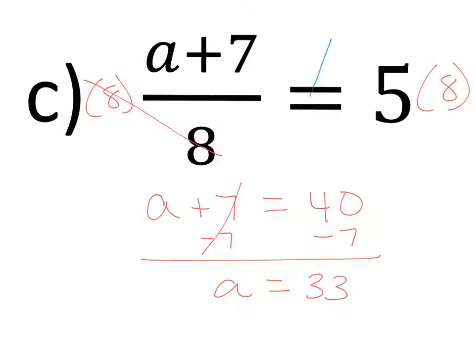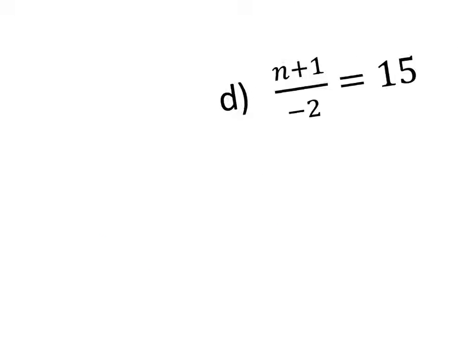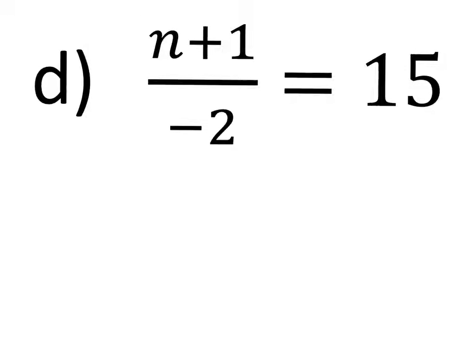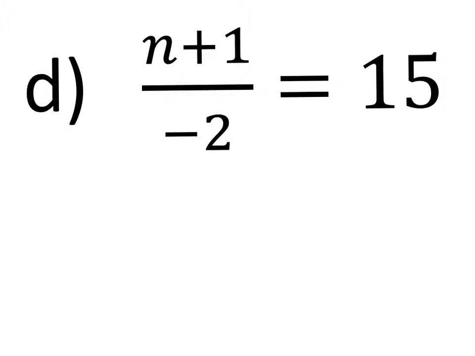Again, if you need to draw a wall, that's okay. Draw a wall down there so you make sure that you do it to both sides of your equal sign. All right, so on D, I would do the same thing again. I would pause the video, try D, and then push play again to see if you got this correct.